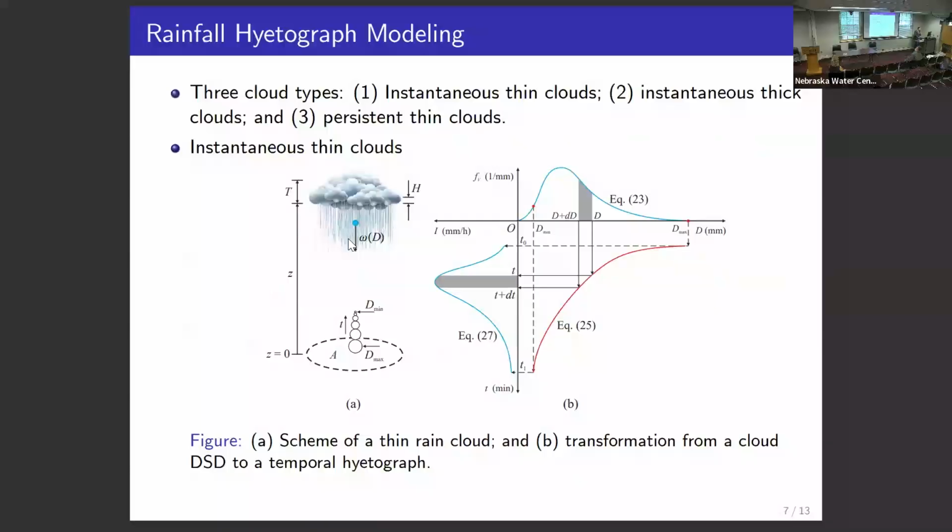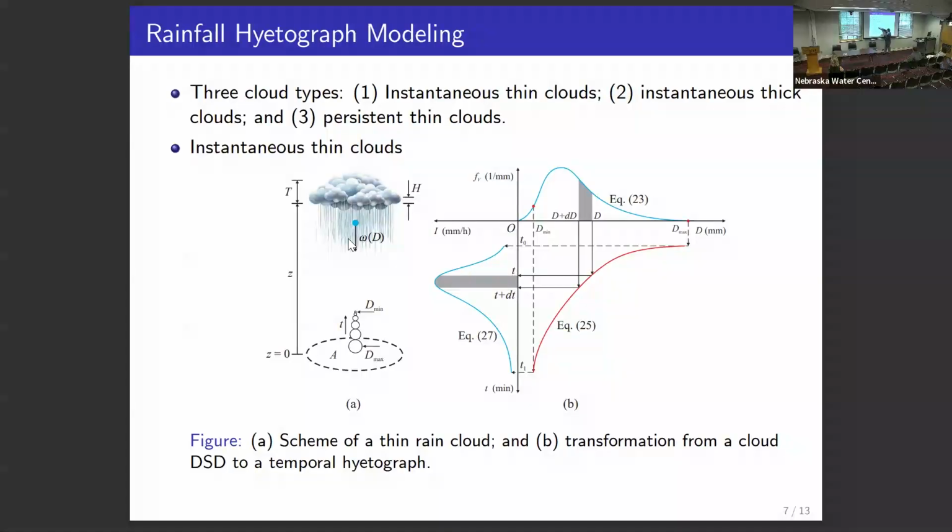So this is the general idea. First, we consider a thin cloud. We can use radar to measure its height. If we know the particle size distribution here, then we know the larger particles will reach the ground first. That means the rain is stopped.